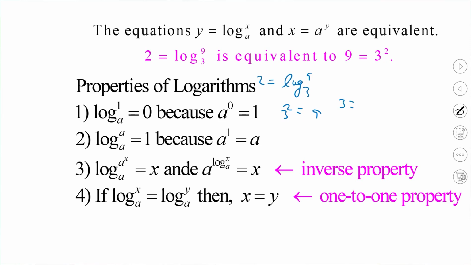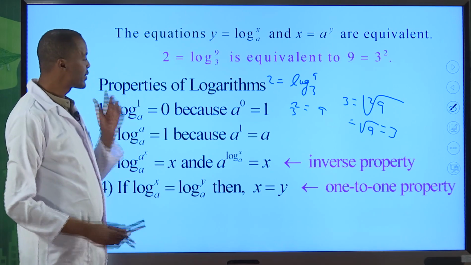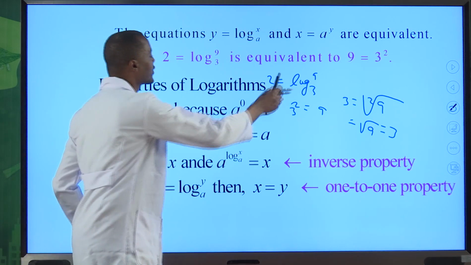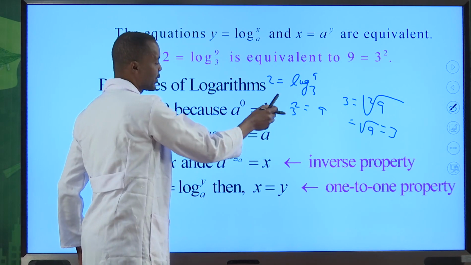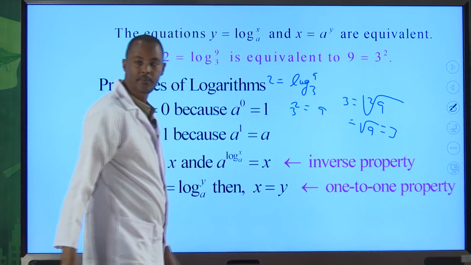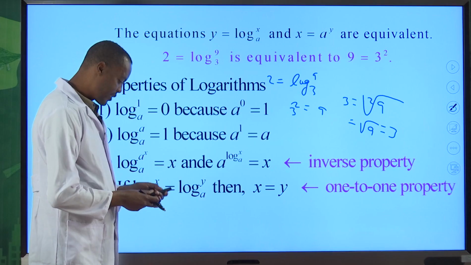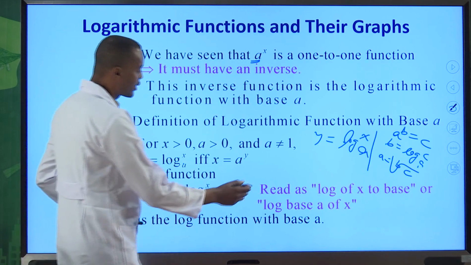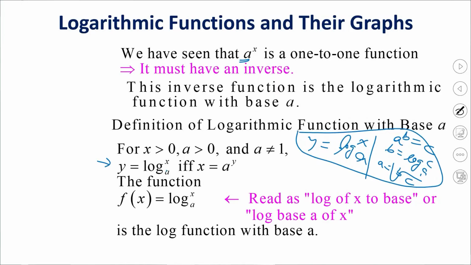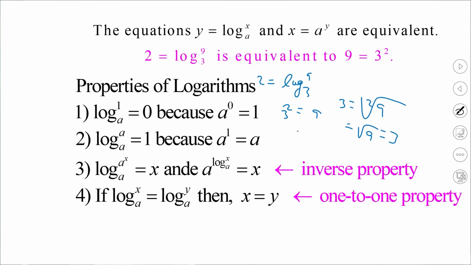or equivalently I can write this 3 is equal to the second root of 9, which we always write as simply root of 9, which is equal to 3. That is the relationship between the three quantities. 2 is log of 9 to the base 3. 9 is 3 squared. 3 is root of 9. So that is the relationship that you should always remember. This is something I told you over here. Always you have to keep this formula in mind.